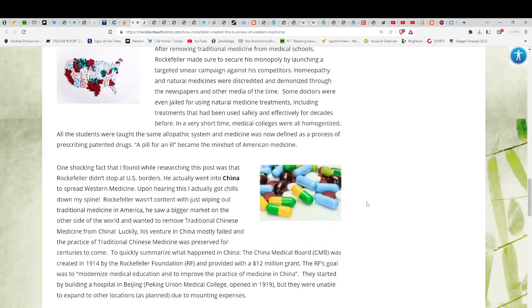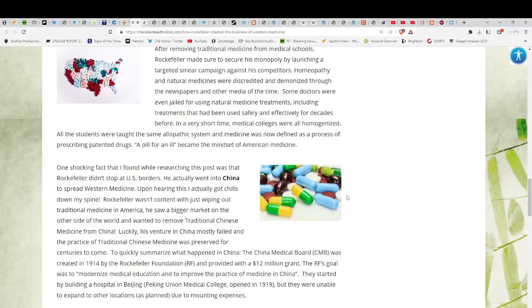In a very short time, medical colleges were all homogenized. All the students were taught the same allopathic system, and medicine was now defined as a process of prescribing patented drugs. A pill for an ill became the mindset of American medicine.